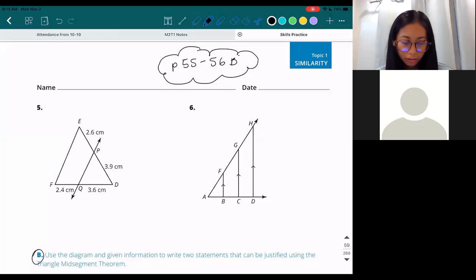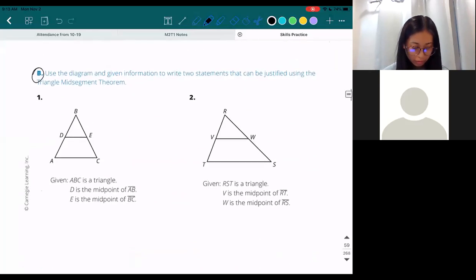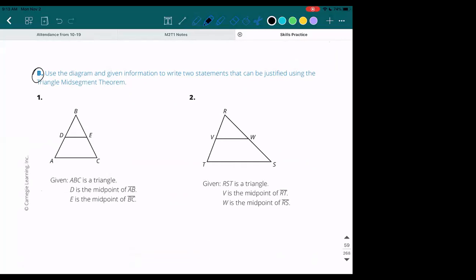All right, so on skills practice, we are working on page 55 through 56, section B. Section B is right over here where I scroll down on page 55, and it says, use the diagram and the given information to write two statements that can be justified using the triangle mid-segment theorem.